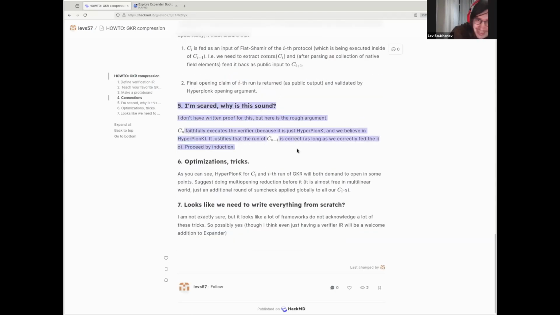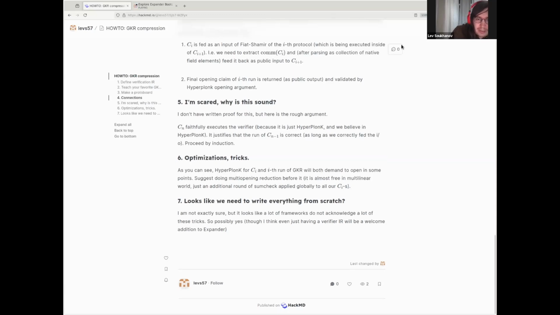So, okay, why is this sound? This is not written anywhere, and the first place where I'm describing this scheme is this bootcamp. So the obvious question is, why is this even sound? My argument is as follows: CN faithfully executes the verifier. So it justifies that the run of CN-1 is correct because CN was faithfully executed. And so you inductively check that parts of this protocol are actually correct.